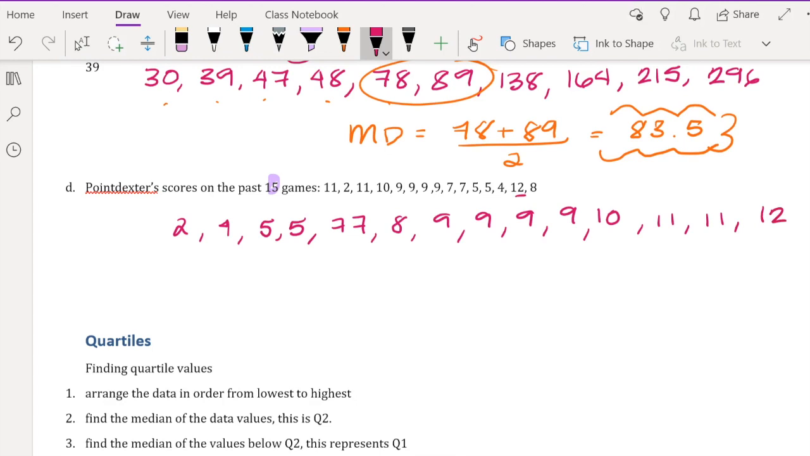Okay, so because it's an odd number of data points, I can just find the middle point. 2, 3, 4, 5, 6, 7, 8, 9, and that's it. That's the one that's in the middle. There you go.